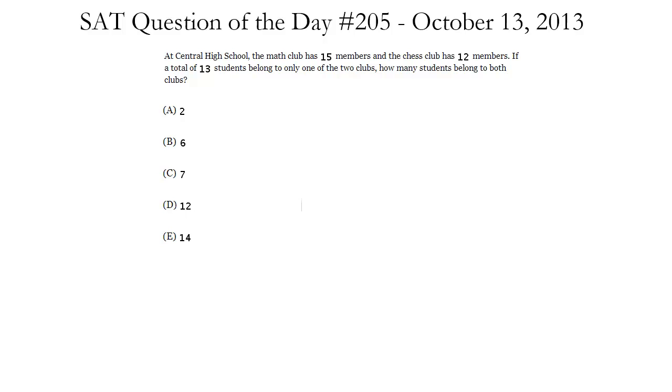At Central High School, the math club has 15 members and the chess club has 12 members. If a total of 13 students belong to only one of the two clubs, how many students belong to both clubs? Let's go ahead and draw our little Venn diagram here. And there's two ways to do it.